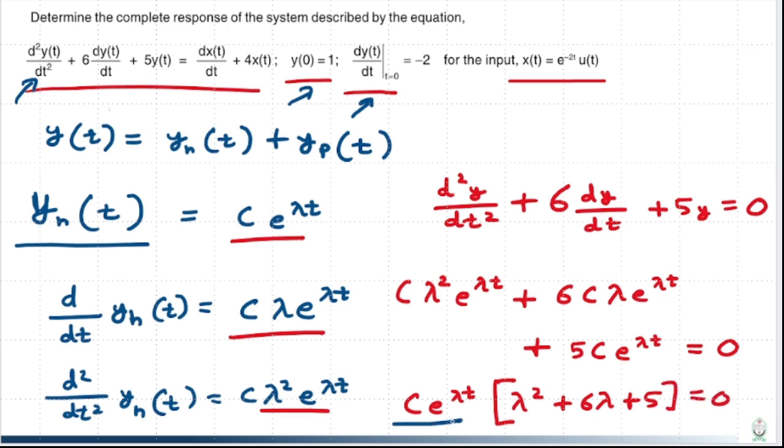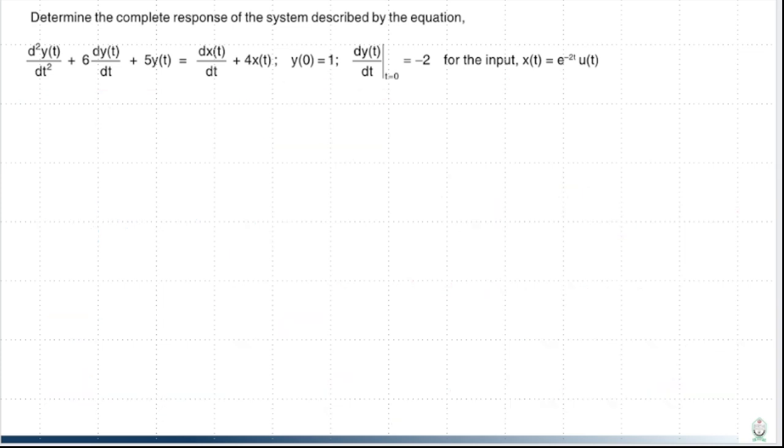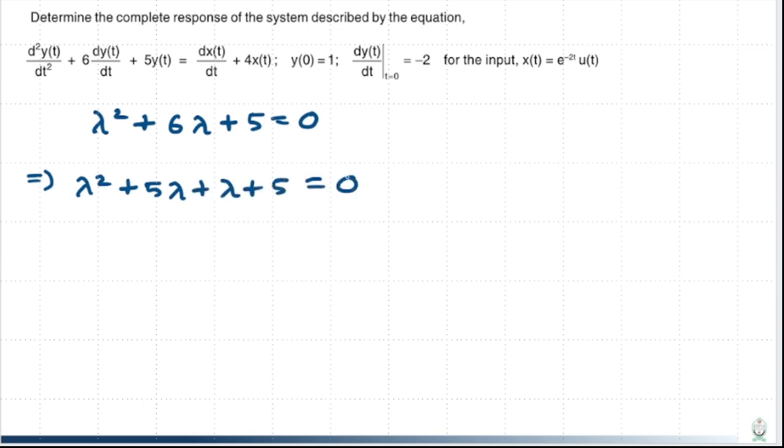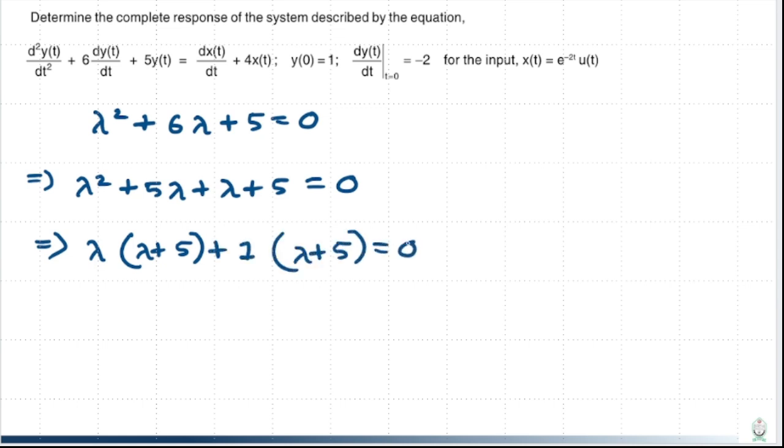Since C e to the power lambda t is a non-zero quantity, we can equate the bracket to zero, which gives the characteristic polynomial lambda square plus 6 lambda plus 5 equals 0. Now we have to solve this polynomial. It can be solved in this way: if we take lambda common here, we will have lambda plus 5, and if we take 1 common here, we will have lambda plus 5. So eventually we get lambda plus 5 into lambda plus 1 equals 0, which gives us the values of lambda to be -1 and -5.